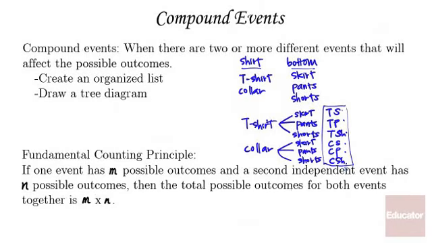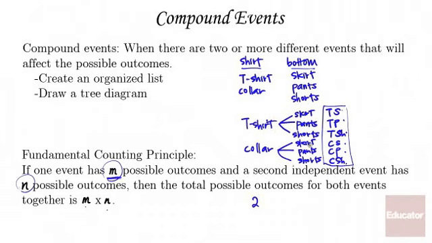Now the fundamental counting principle is when you take all the possible outcomes for the first event, M, and then all the options for your second event, N, and you multiply them together, M times N, you're going to get the total possible number of outcomes. Let's say M in our example is the type of shirt that we have the options for, right? So M is 2 because that's the first event.